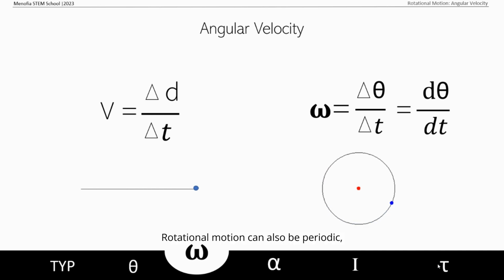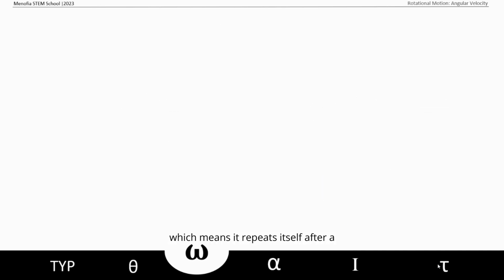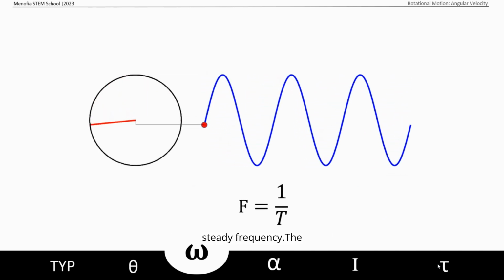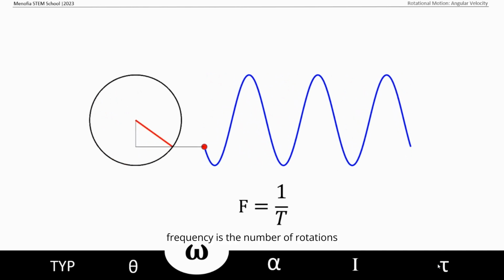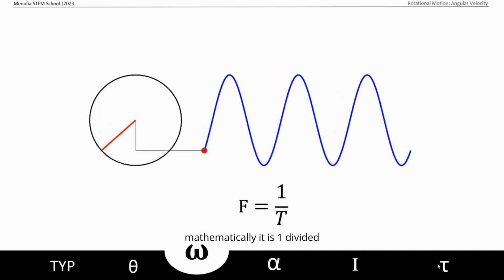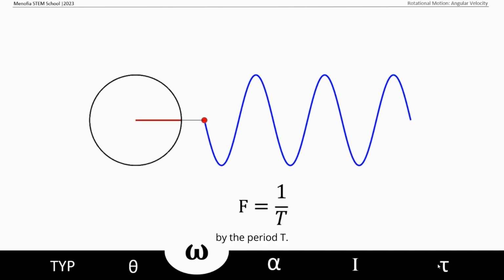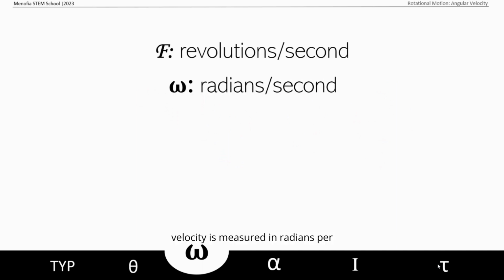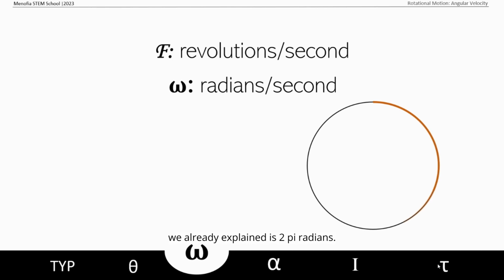Rotational motion can also be periodic, which means it repeats itself after a set amount of time, creating a steady frequency. The frequency is the number of rotations that happen every second. So mathematically, it is 1 divided by the period T. Frequency is measured in rotations or revolutions per second, and angular velocity is measured in radians per second. And 1 revolution is equal to the circumference of the circle, which we already explained is 2 pi radians.